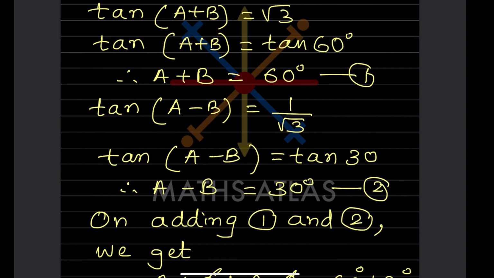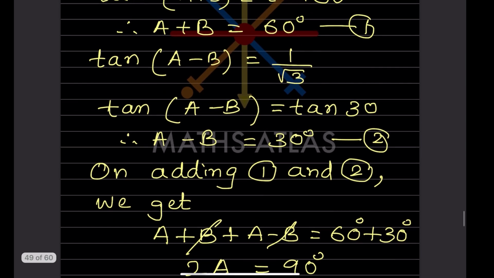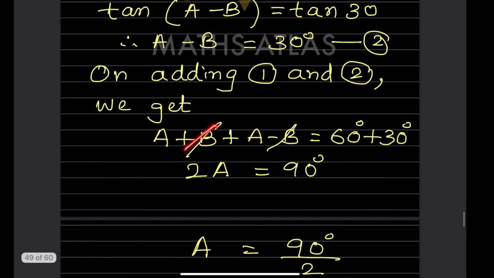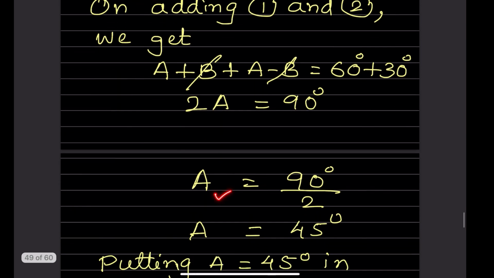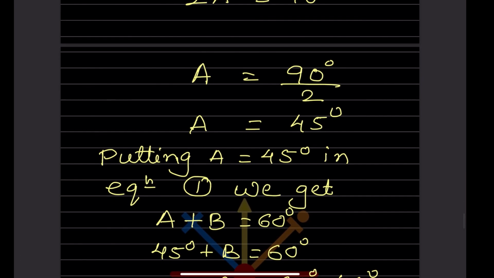Now I'm adding 1 and 2. Equation number 1 is A plus B is equal to 60 and A minus B is equal to 30. When we add this, A plus B plus A minus B, we get here 60 plus 30. So this B and this B get cancelled. So we can write 2A is equal to 90 degrees. So what will be A? A is 90, this is multiplication, so this is going to get divided by 2. So A is 45.